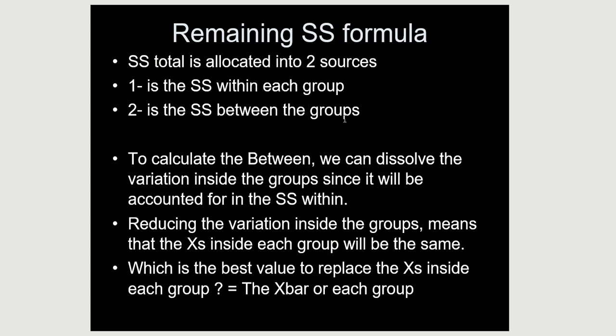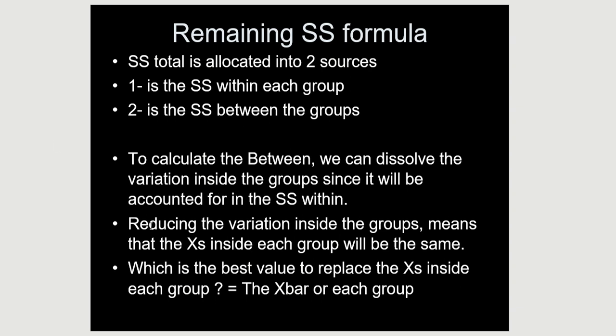Now let me remind you that if the sum of square between the group is very, very large, it means that the group's averages are different. So if the majority of the sum of square is coming from the between, it means that the groups are different, whereas if it's not contributing a lot, then there is no difference. So to calculate the between, yani sum of square between, we can dissolve the variation inside the groups, since it will account for that in the sum of square within.